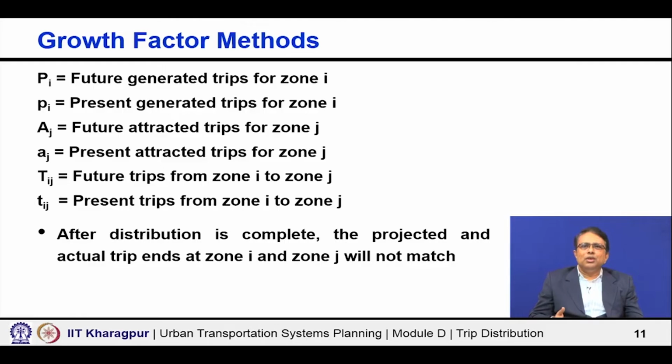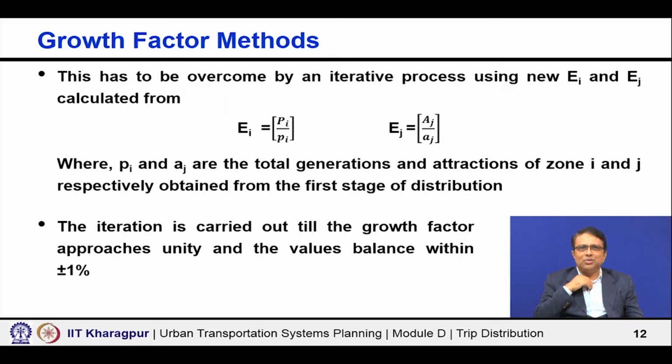Okay. Now, once you complete one distribution, you will still find that the projected and actual trip ends may not match, in fact, will not match. Then what do we have to do? We can go for one more iteration. Whatever your new matrix is after the first iteration, you assume that is your input matrix and repeat exactly the same procedure that you adopted initially. Go for one more iteration.